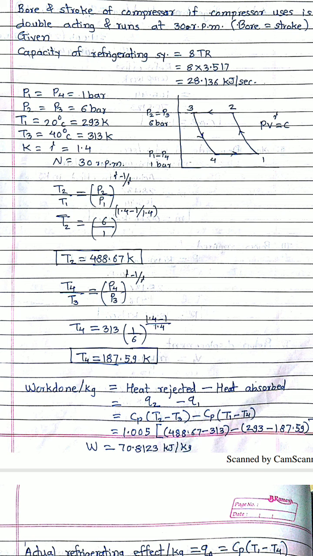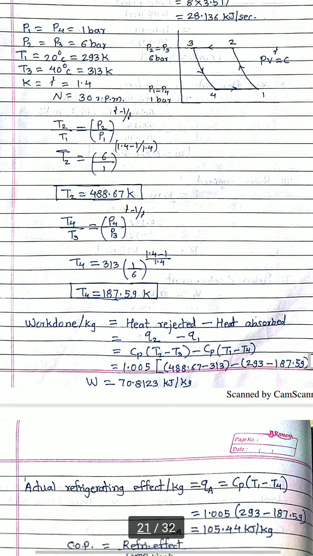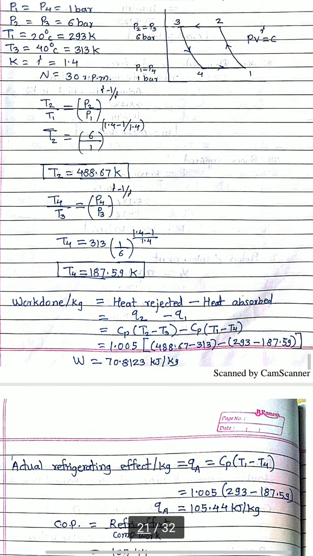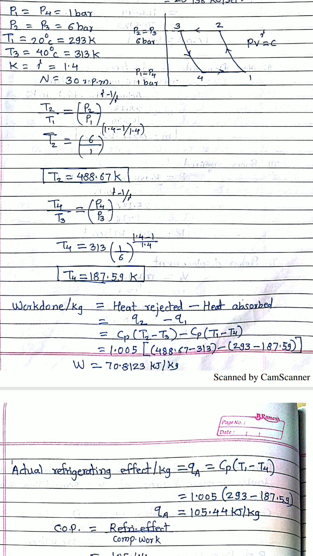Now COP is the ratio of refrigeration effect divided by net work input. Now here work done is calculated as heat rejected minus heat absorbed. So during process 2 to 3 heat is rejected, and during process 4 to 1 heat is absorbed. So work done is equal to heat rejected minus heat absorbed, means Q2 minus Q1. So heat rejected during 2 to 3 is Cp into T2 minus T3, and heat absorbed is Cp into T1 minus T4. The Cp is common, taken outside the bracket. The value of Cp is not given here, but we know the value 1.005 kilojoule per kg Kelvin. So T2 is 488.67, T3 313, minus T1 is 293, T4 is 187.59.